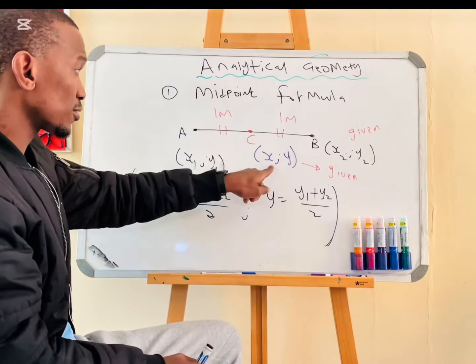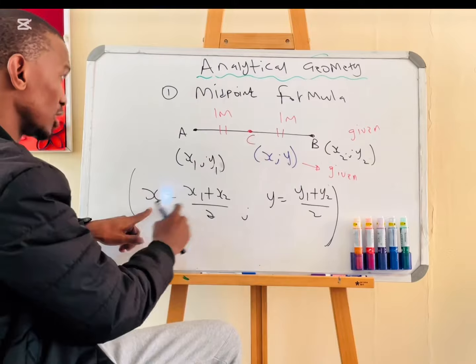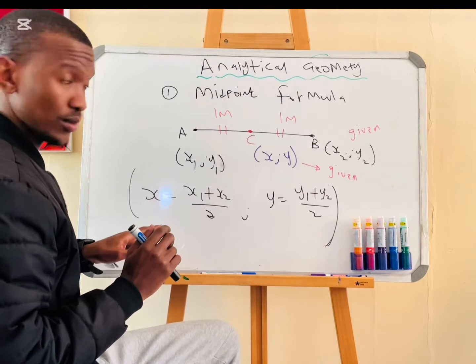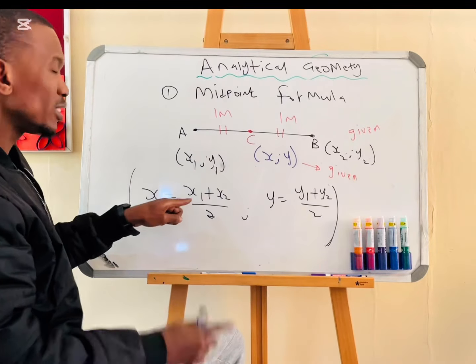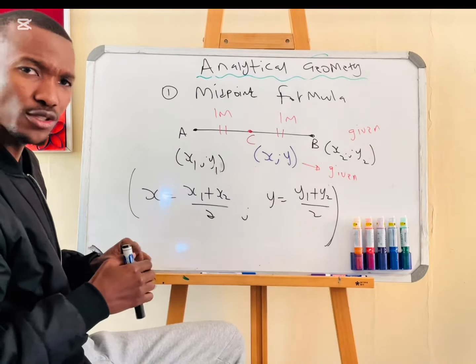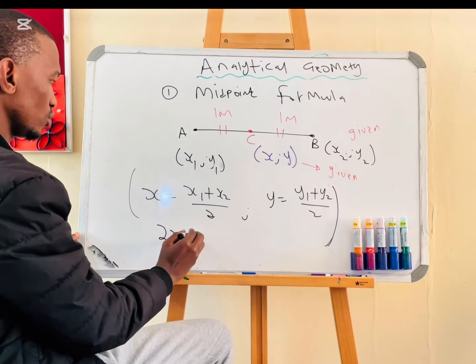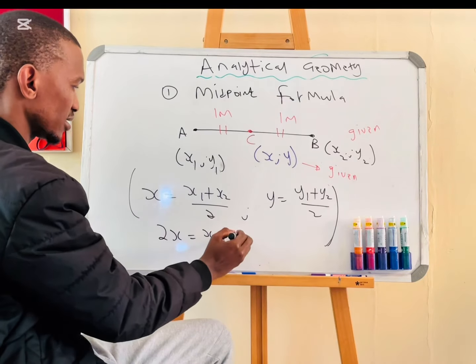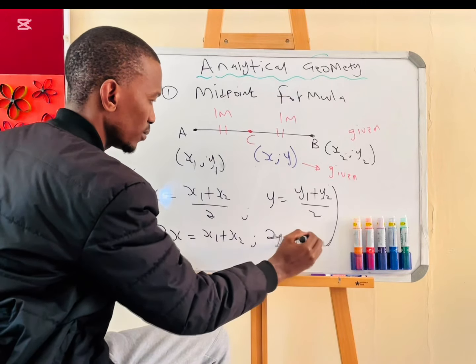Then now check it out. You are given the points of C, which is your midpoint. You put the value of x here, you put the value of y here, okay? And you're also given these points, x2, y2. So they are asking you to find x1 and y1, which are the points of A. How do you do that? Check. 2 times x, 2x, equals x1 plus x2. 2 times y, 2y, equals y1 plus y2.